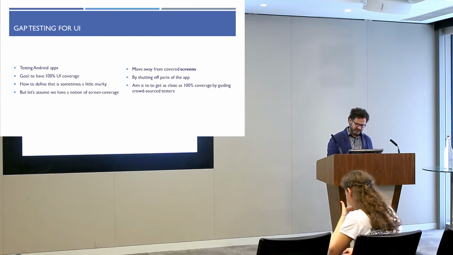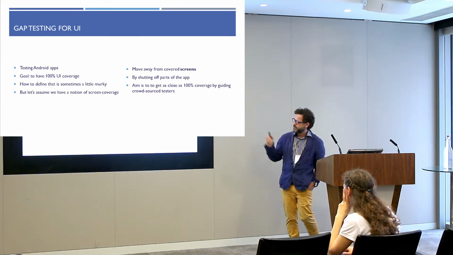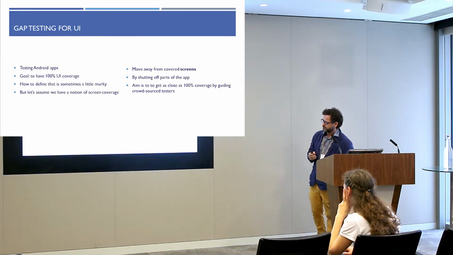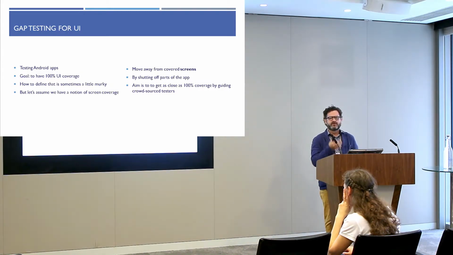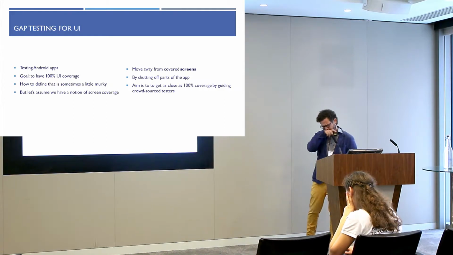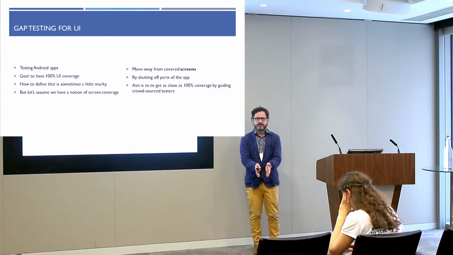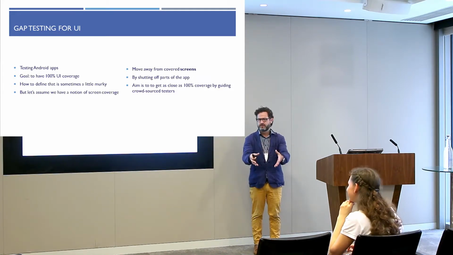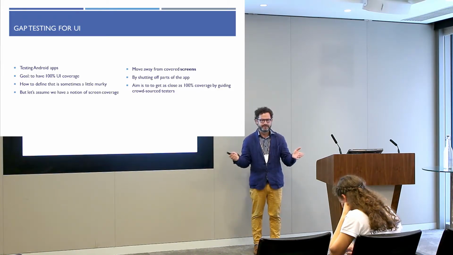So the first one is for UI testing. The setting here is that we have Android apps. We want to have what I call 100% UI coverage. And so the way to think about it is that we can take an app and decompose it into a bunch of screens, right? And if you look at the resources of an app, you'll find it right there. So a typical app may have, I don't know, 5 to 10 screens, yes?